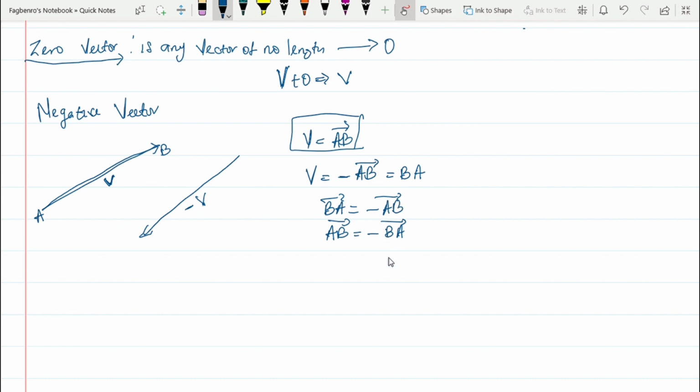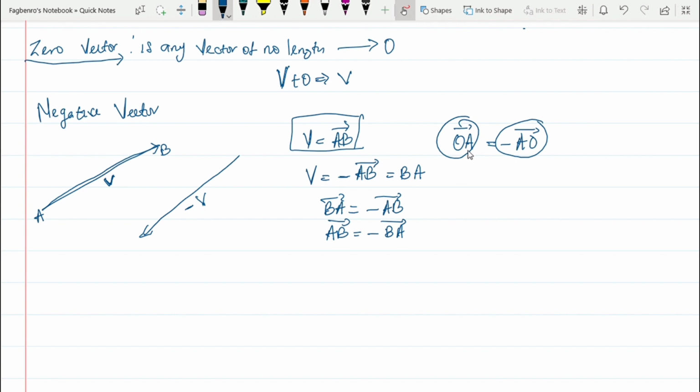This is one of the important things that you need to understand. It is a particular property in vector. If you have a vector OA, it is the same thing as saying minus AO. This is the original vector, and this is the what? The opposite, that is the negative of this vector.